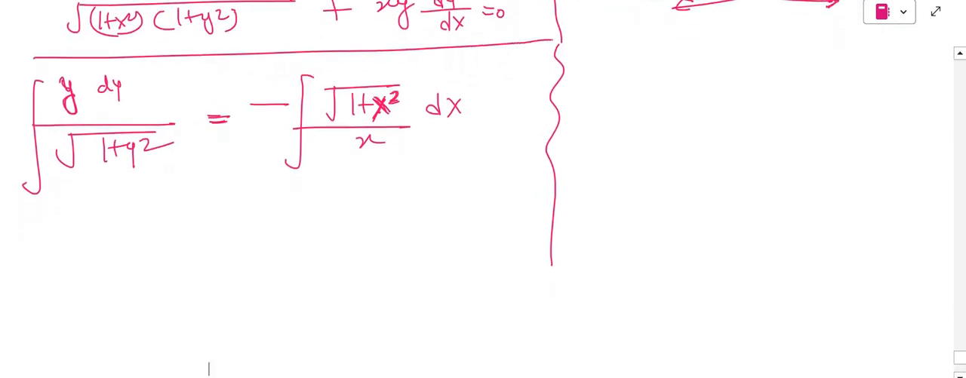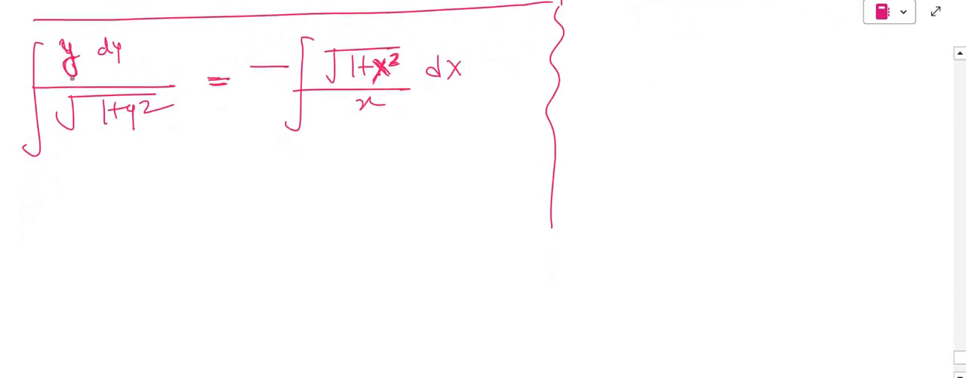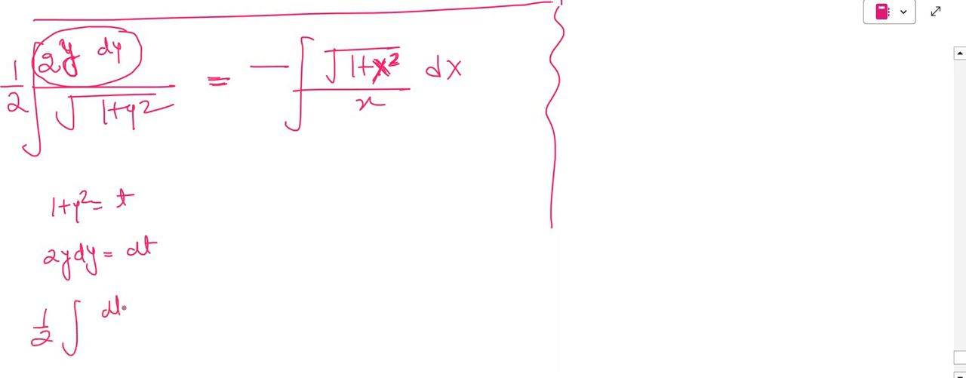See, integration on this side is pretty simple. Can I divide and multiply by 2? Can I take 1 plus y square as t, so 2y dy is dt. This part becomes dt. Okay, so let me write 1 by 2 dt by root of t. Here, this is root of t, don't lose it.